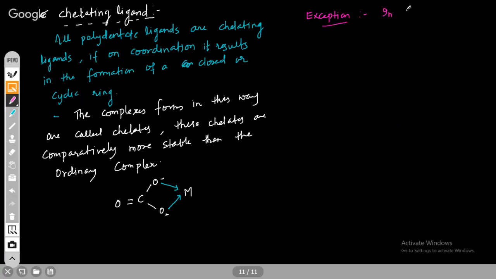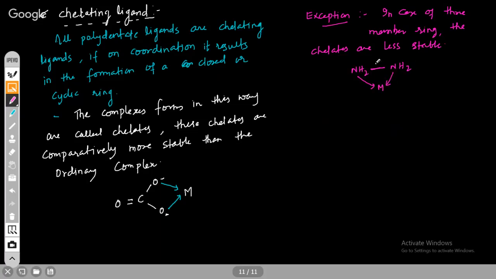In case of three-member ring, the chelates are less stable. Three-member rings are generally less stable because of large angular strain, and that's why chelates are also less stable. For example, hydrazine NH2. When NH2 behaves as a ligand, it donates electron pair to the metal and forms a three-membered ring. Hence, this one is less stable than the ordinary chelates.